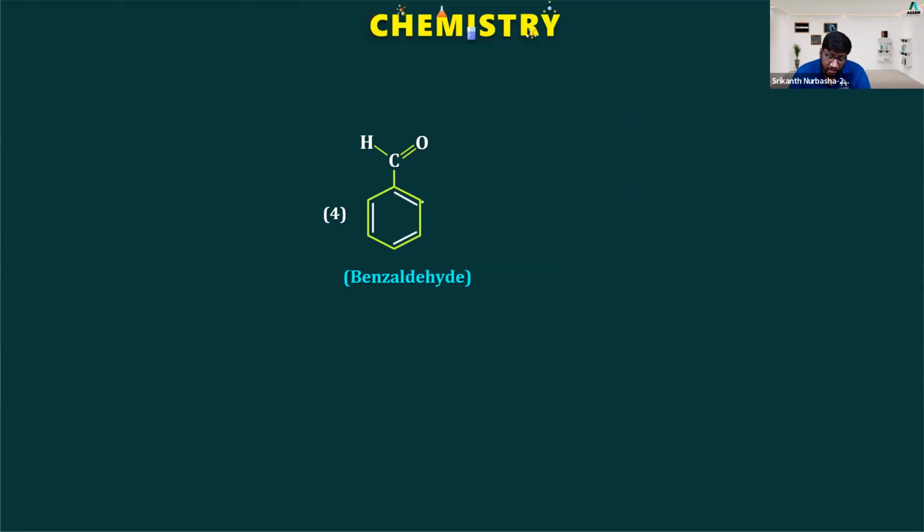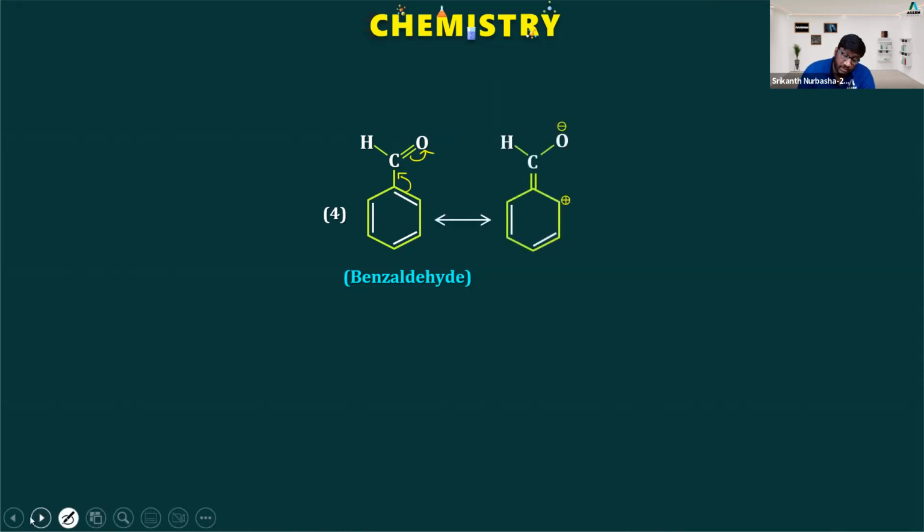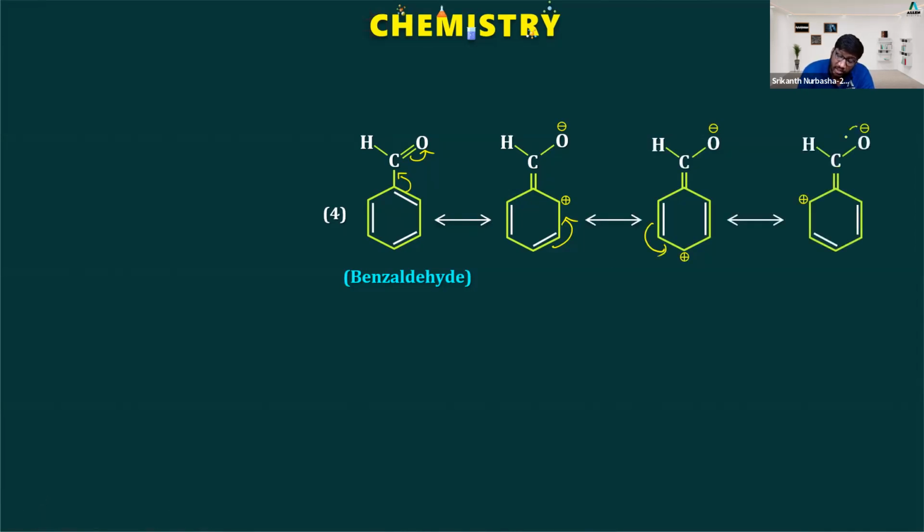Then we have benzaldehyde. This is also pi-pi conjugation. The pi electron density can move in this fashion, towards oxygen. In this way, you will get a negative charge on oxygen, and this carbon gets a positive charge. With subsequent movements, you get a positive charge at the para position, and with another movement, again a positive charge at ortho. Then this negative charge comes in and the pi electron density moves. Now we get the same CHO group, but with changes in the positions of double bonds. So these are the respective resonating structures in benzaldehyde.